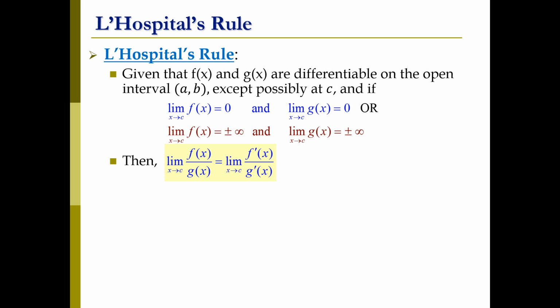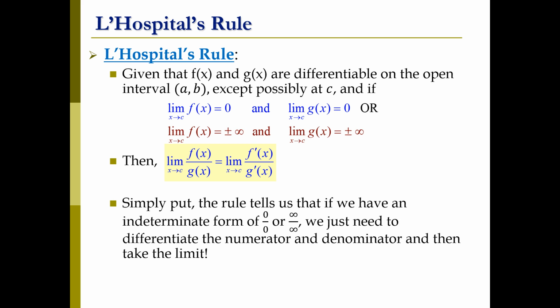L'Hopital's rule states the following. Given two functions f and g of x which are differentiable on the open interval a to b, except possibly at c, and either both the limit as x approaches c of f of x and g of x equals 0, or the limit as x approaches c of both f of x and g of x equals positive or negative infinity, then the limit as x approaches c of f of x over g of x is equal to the limit as x approaches c of the derivative of f divided by the derivative of g.